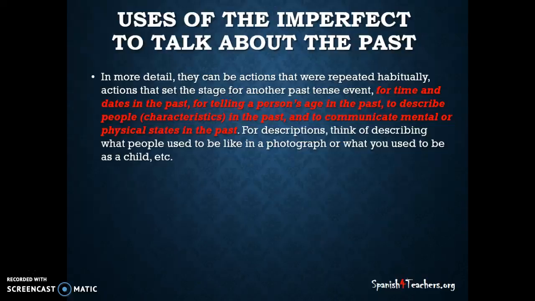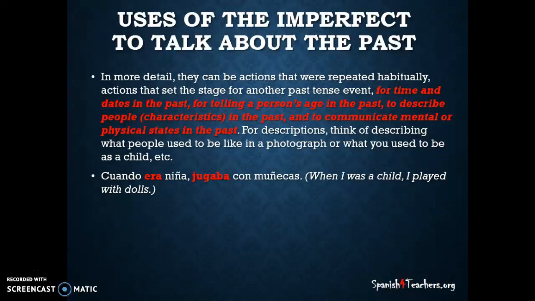For telling time and dates in the past, for telling a person's age in the past, to describe people or characteristics in the past, and to communicate mental or physical states in the past. So think about when you're using the imperfect tense for descriptions, or really for any of these, think of describing what people used to look like in a photograph or what you used to be like as a child. That's when you're going to use the imperfect tense. Let's look at some example sentences so you know what I mean.